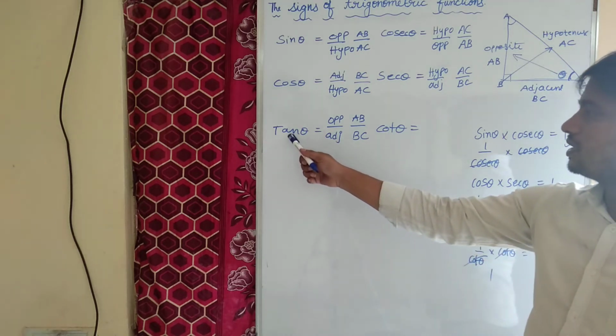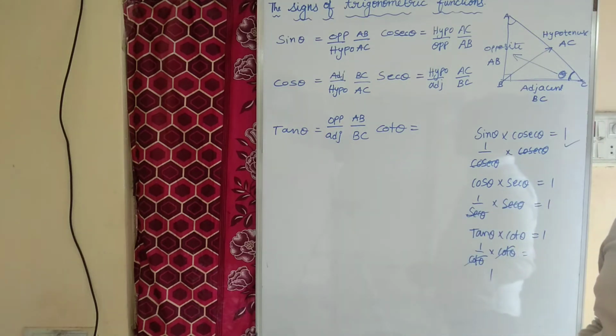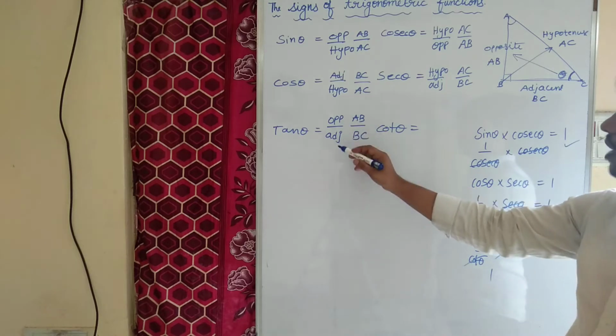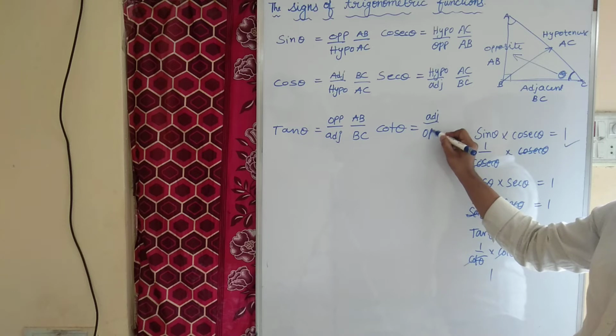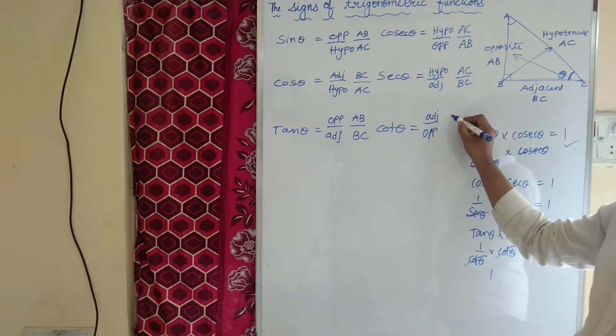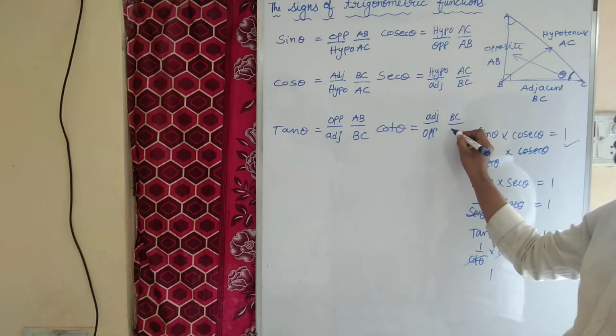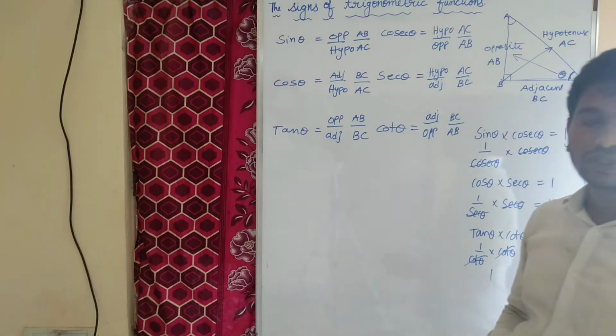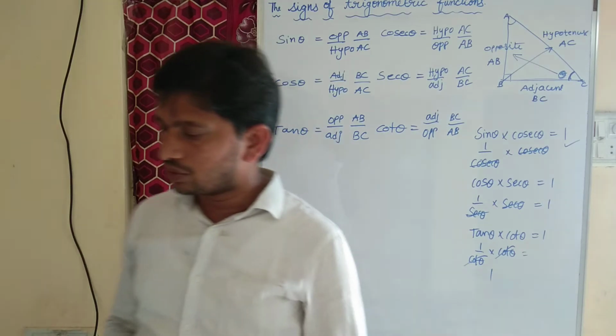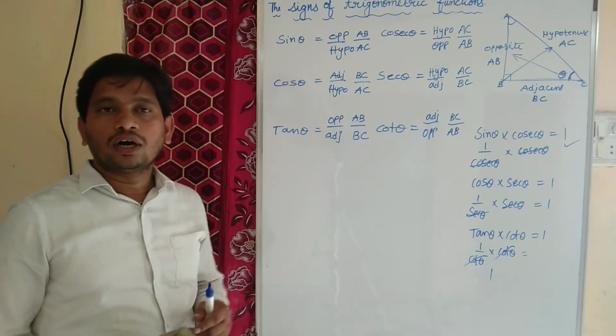Cot theta is the reciprocal of tan theta. Right? So tan theta in the sense opposite by adjacent, so cot in the sense adjacent by opposite. So adjacent is BC and opposite is AB. So the answer is what? BC by AB. So these are the 6 trigonometric ratios as we have discussed in our lower classes.